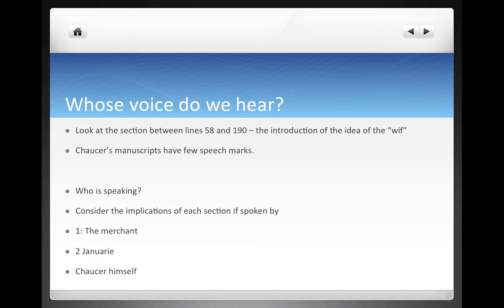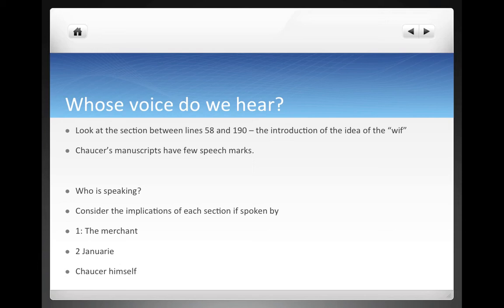It's worth remembering as well that in the 14th century there were very few speech marks in manuscripts, and there is a sense that editorial decisions being made now are imposing, if you like, character on some of the narrative.